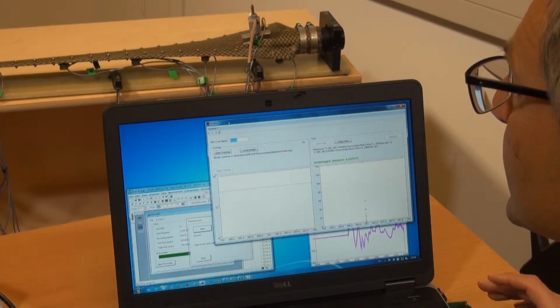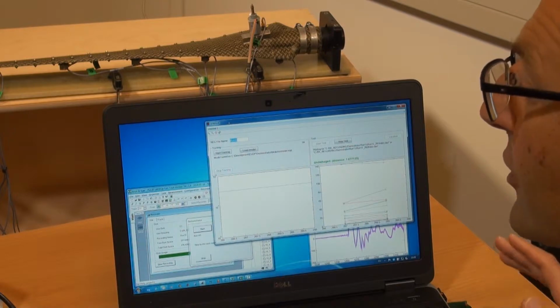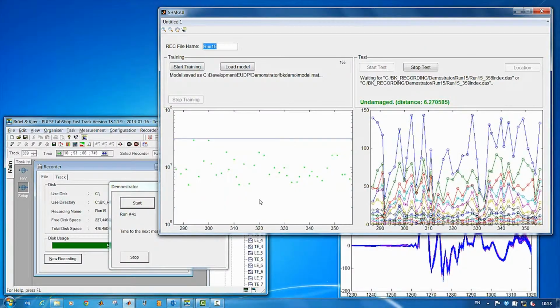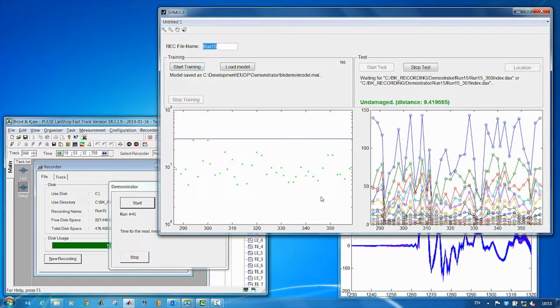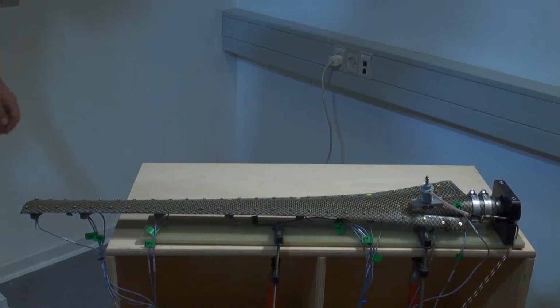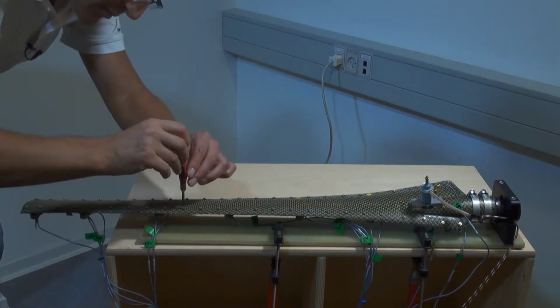The algorithm should detect that the blade is undamaged. Let's observe the behavior of the algorithm for a number of hits. As expected, during these 40 hits we are testing our normal state. All the points are green, so there are no false alarms, the system works as it should. Now I stop the test and we'll unbolt the first bolt and see if the algorithm can detect this damage. Now I introduce damage into the leading edge, somewhere in the middle.